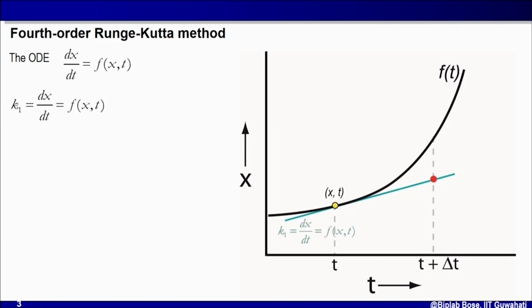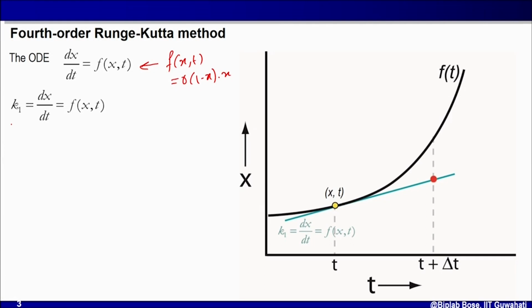So let us start. I have an ODE dx dt which is equal to f of x and t. In my earlier example, when I was discussing the spread of infectious disease, f of x and t was equal to r into 1 minus x into x. I am writing in a generalized form here, because we will try to understand the method in a generalized fashion. So dx dt is equal to something which is a function of x and time t. So k1, as in Euler method, the first slope k1 is equal to dx dt, which is equal to this function f of x and t.